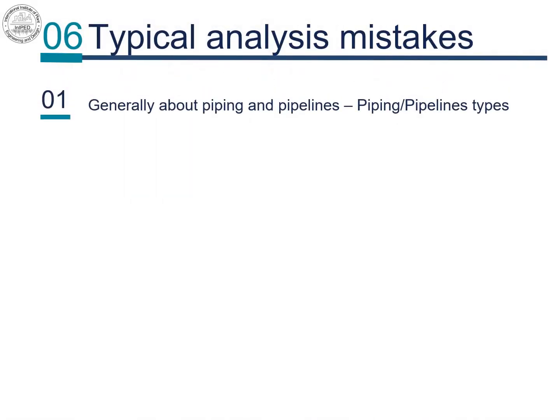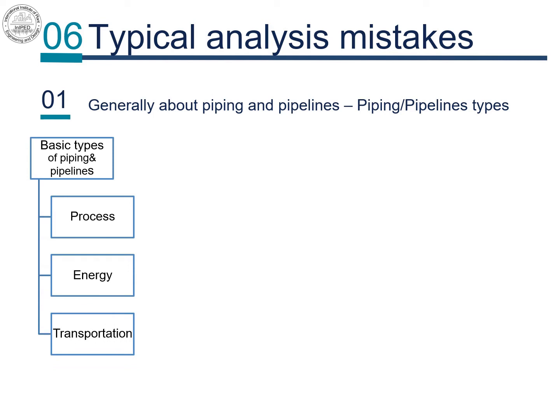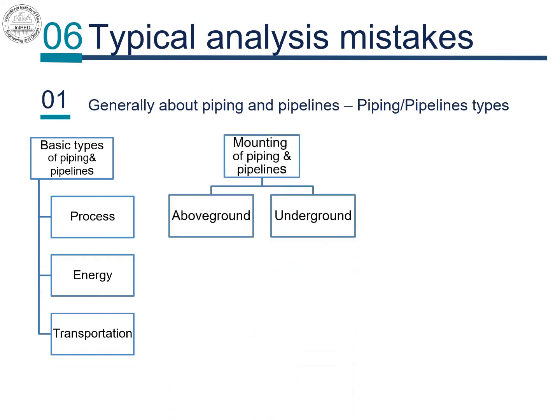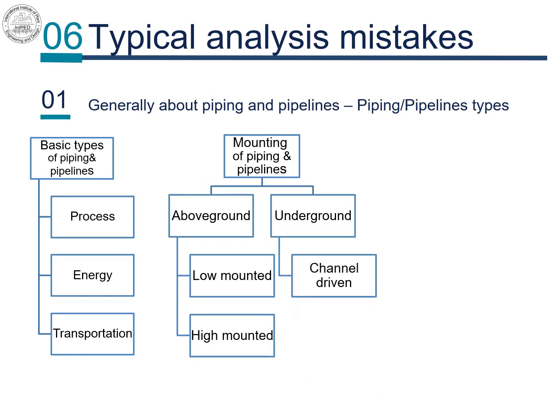Generally, there are three basic types of piping and pipelines: process, energy, and transportation. Piping and pipelines can be mounted either above or underground. Above-ground piping can be low-mounted or high-mounted. Underground piping and pipelines can be channel-driven pipelines, or buried and/or pre-insulated.